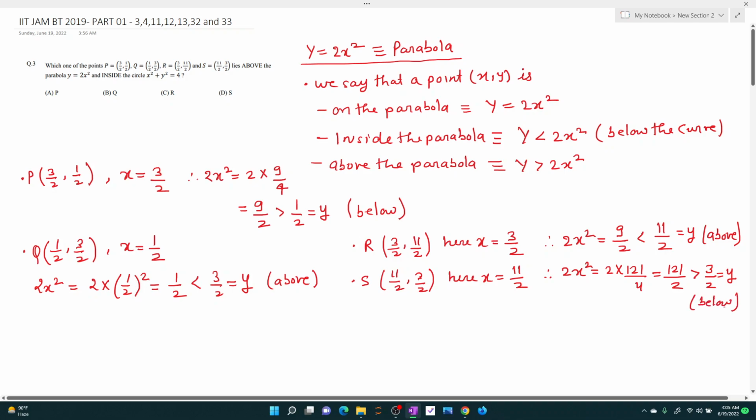Okay. So in the question they have asked that the point should be above the parabola. So at the first level of analysis, the point P is rejected and point S is rejected, but Q and R are the points which are above the parabola. Now we need to check whether the points are inside the circle or not.